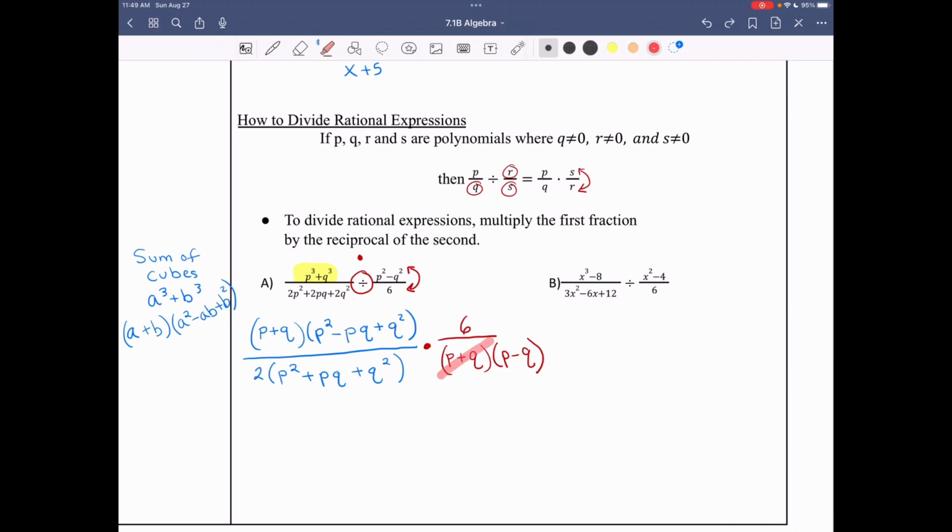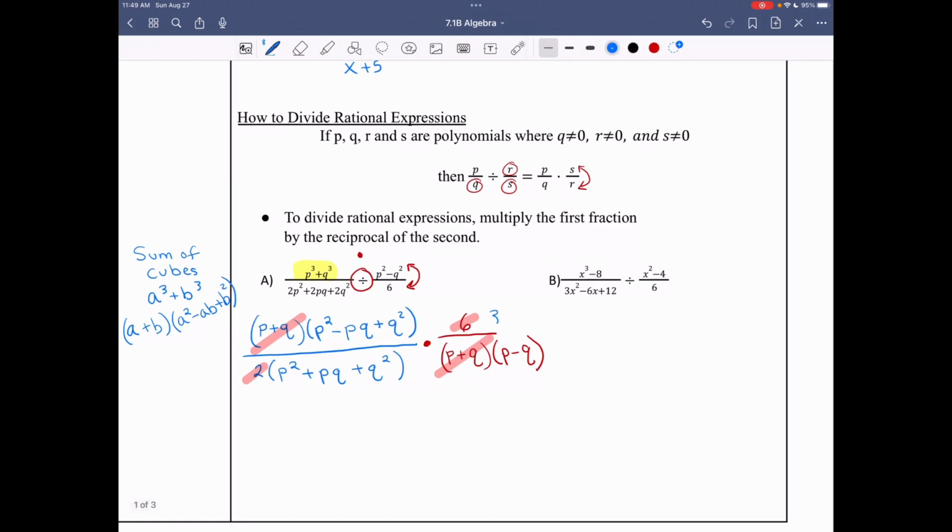So we can cancel a p plus q and a p plus q. We can also simplify the 2 and the 6 to just become 3. And I believe now we can multiply, and I don't think that we can simplify that further. But if I'm wrong, let me know, and we can go further with this.